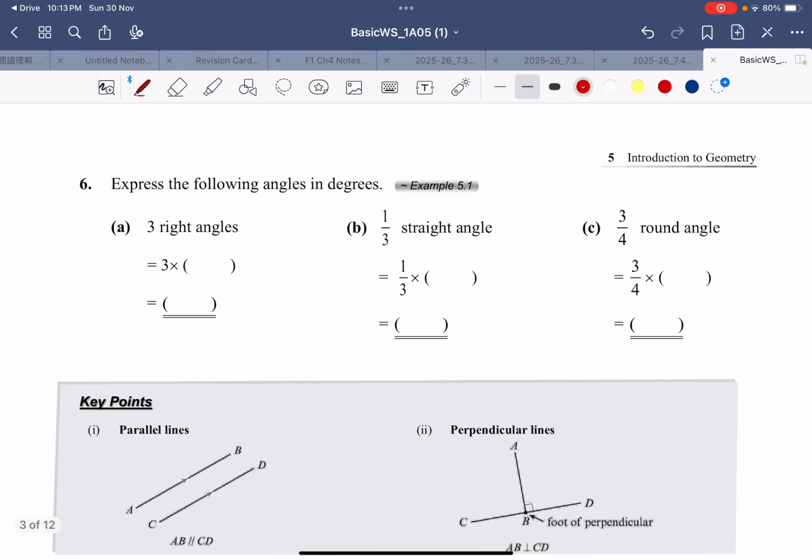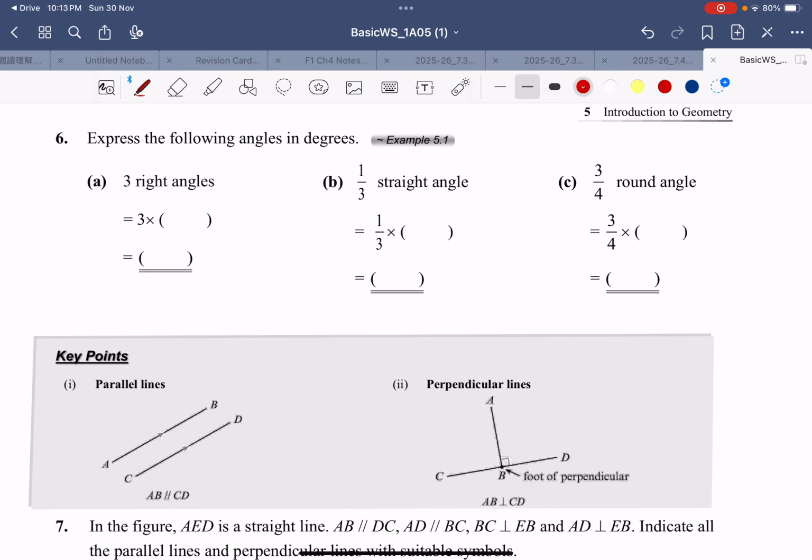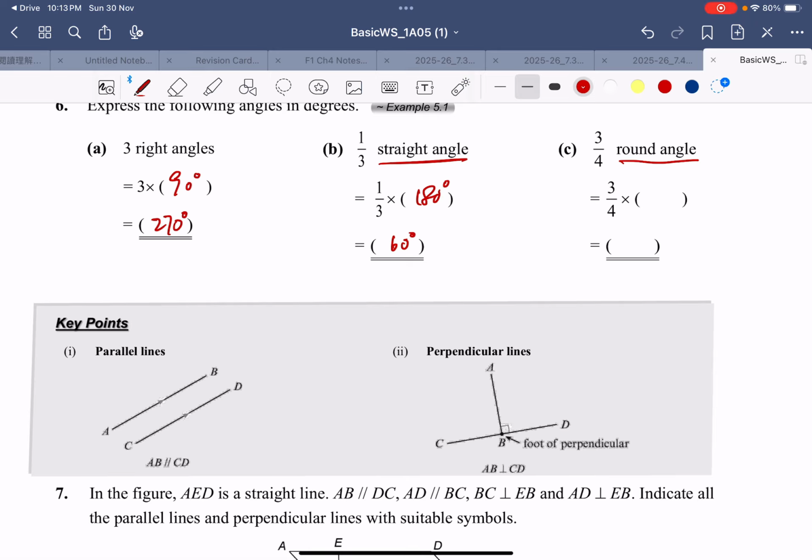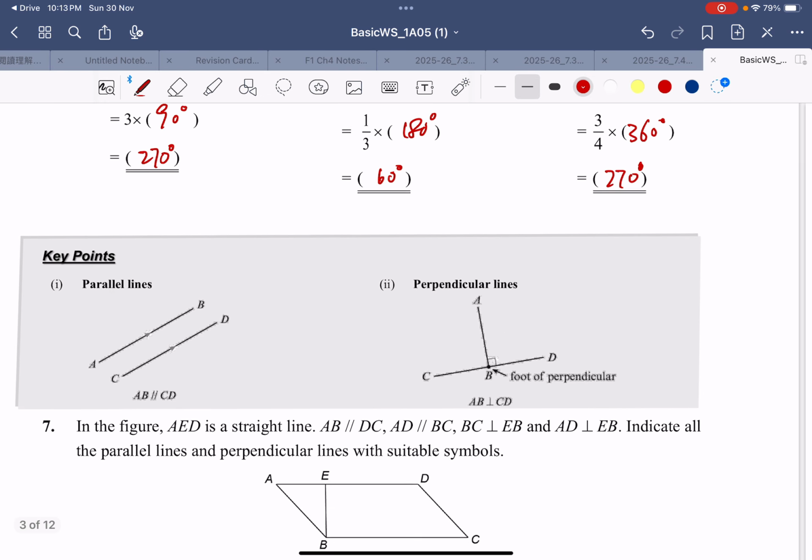Okay, next page. 3 right angles means 3 times 90 degrees. That gives you 270. Straight angle is 180 degrees. 60. Round angle is 360 degrees. 270, right? Remember a little circle here for the unit.